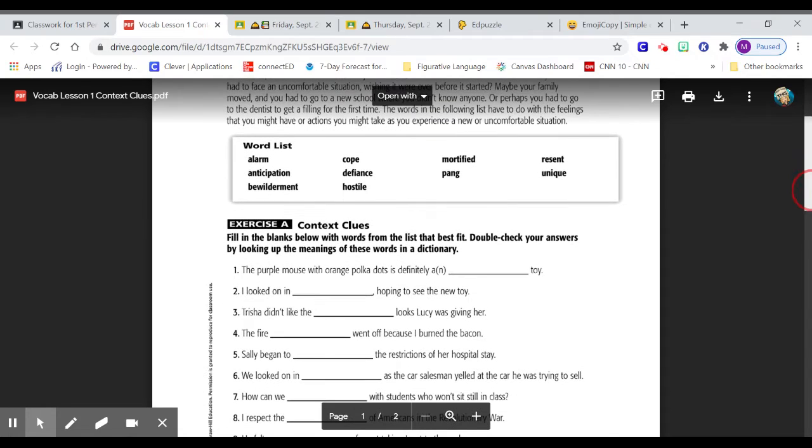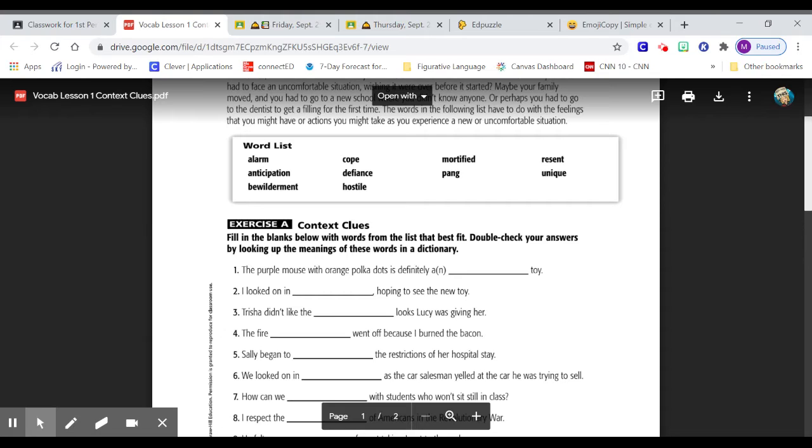If you look at part A, context clues, the directions are to fill in the blanks below with words from the list that best fit. Double check your answers by looking up the meanings of these words in the dictionary. So you are going to use the clues within the sentence to decide on which word fits. If you don't know the meaning of the word, I think a good strategy is to write your words and the definitions on another sheet of paper, and then you can refer back to it as you go. If you do know the meaning of the words, then just continue to follow the directions.